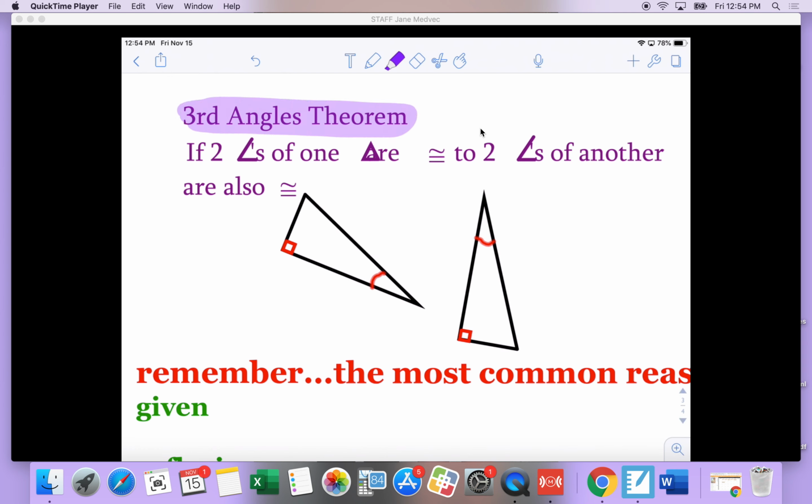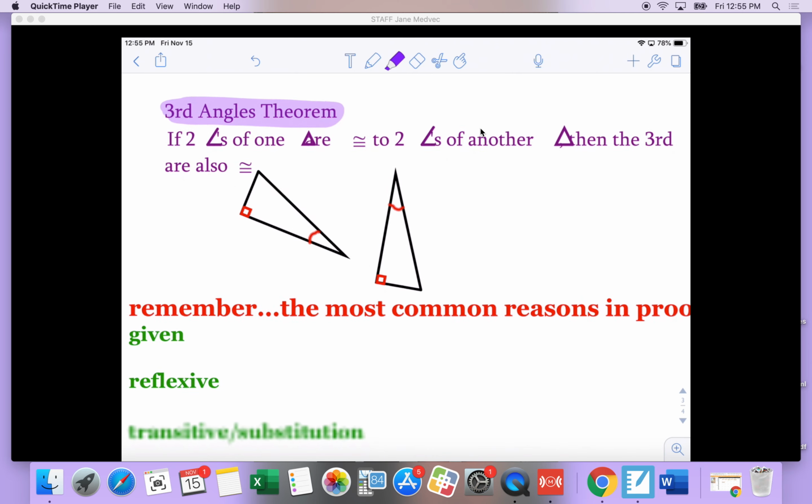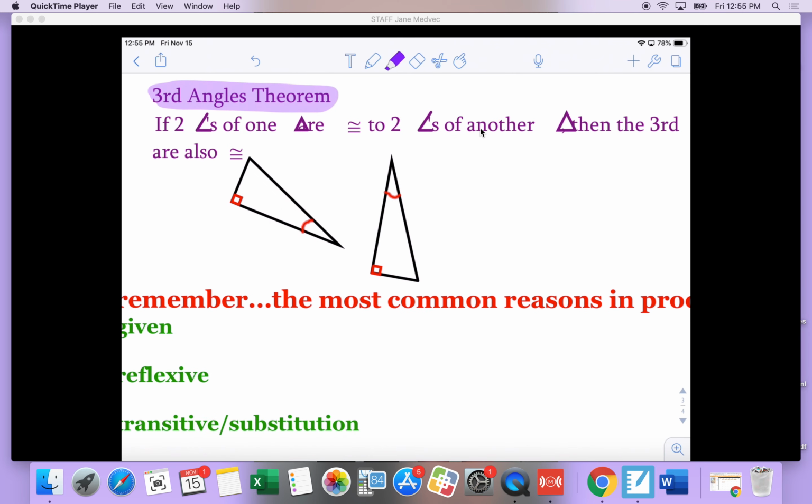Now, if you remember back in chapter 2, I gave you a purple sheet of paper, and you wrote down all the different things that we could use in a proof. This would be something you could add to that sheet. And what it says is if 2 angles of one triangle are congruent to 2 angles of another triangle, then the third angles are also congruent.